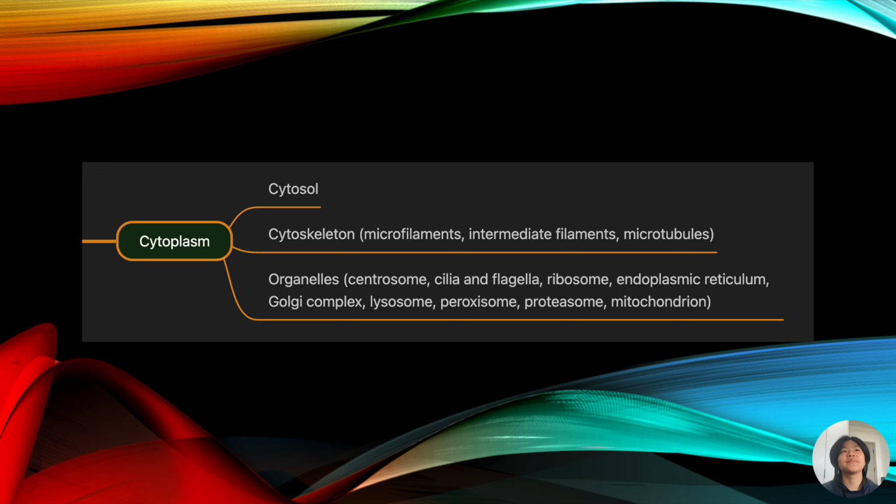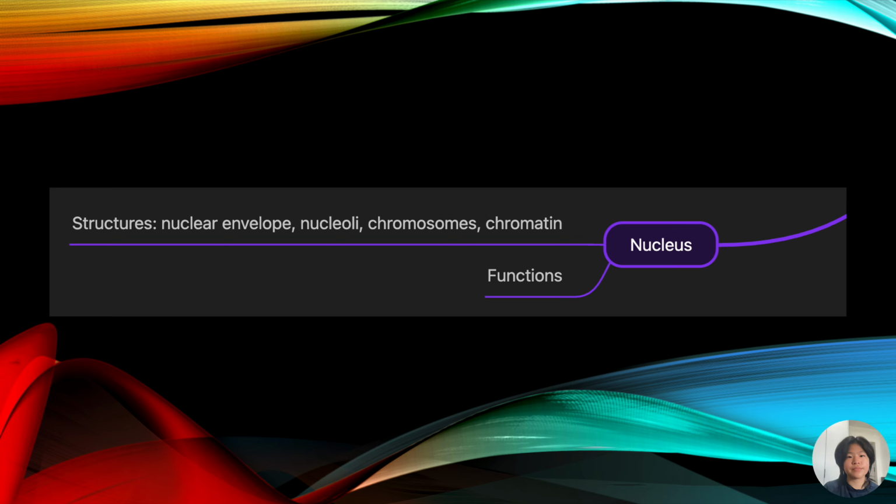So these are some of the main organelles of the body. And moving on, let's talk about the nucleus. As I mentioned before, the nucleus is also an organelle of the body. However, we're talking about this separately because it is really important in terms of storing and passing genetic information.